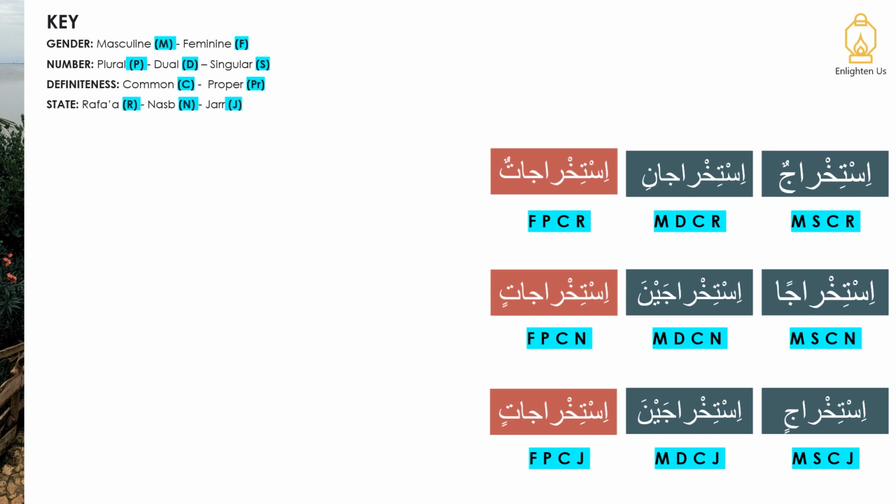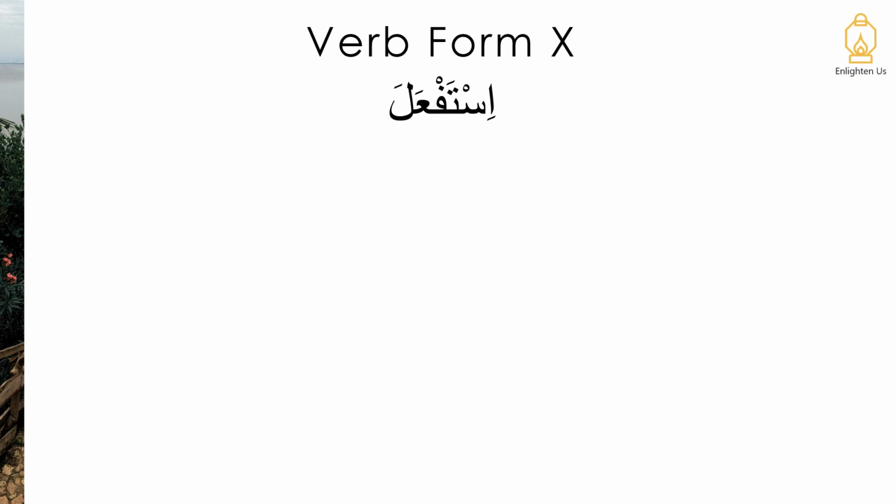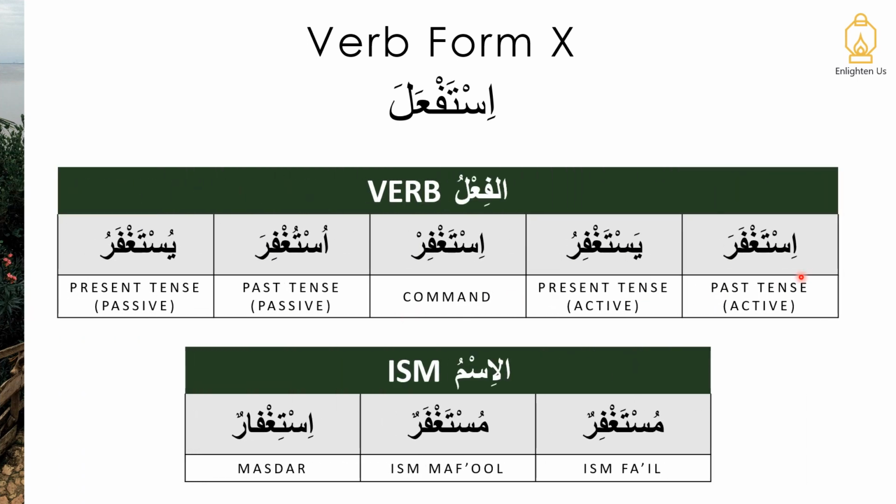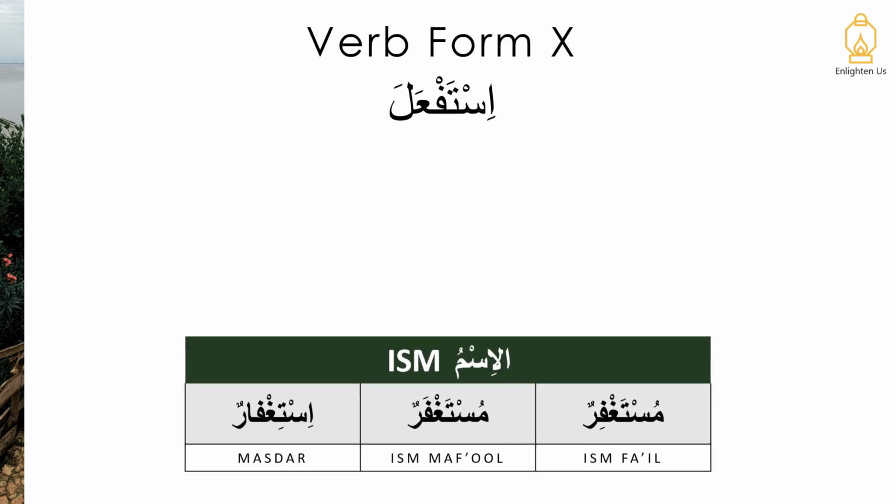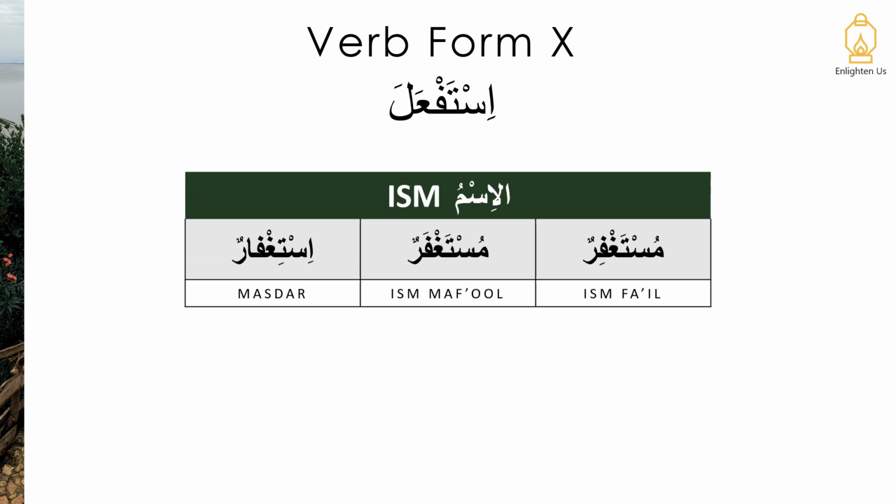Let's move on and have a look at the second example for this verb form. So we looked at also istaghfara. So istaghfara, yastaghfiru, istaghfir, ustughfira, yustaghfaru. Those are our verbs. Now our isms, mustaghfirun, mustaghfarun, istighfar. Now before we move on and expand on our isms, again let's visit the Hansware, for that encompassing or overarching definition.